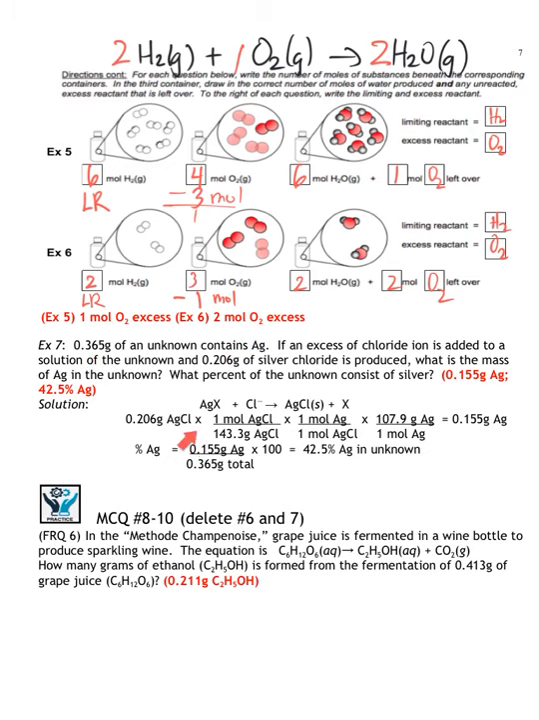So then I sit there and go, okay, if this is the mass of silver that I know for sure is in that unknown compound, to find the percent of silver in that unknown compound is to divide it by its total, which is 0.365 grams of the unknown. And so then you multiply by 100 and you will get your percent by mass of silver in the unknown.